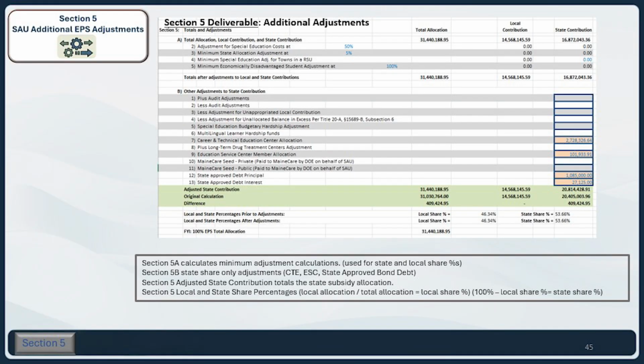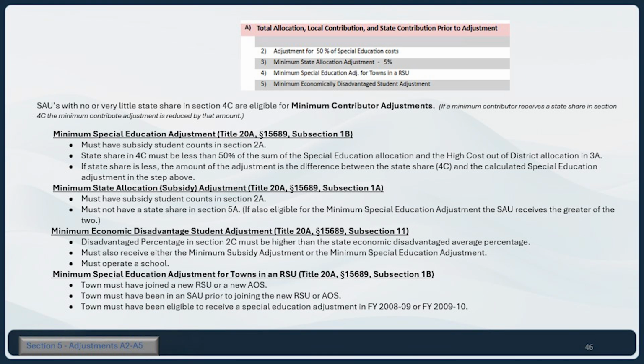So Section 5 is where we get into adjustments, and these are state share only adjustments. This means that the state is providing a bit of funding to those minimum contributors, because we want everybody to have a slice of the pie. There are adjustments in 5 in order to do that. These are the minimum contributor adjustments that we have.